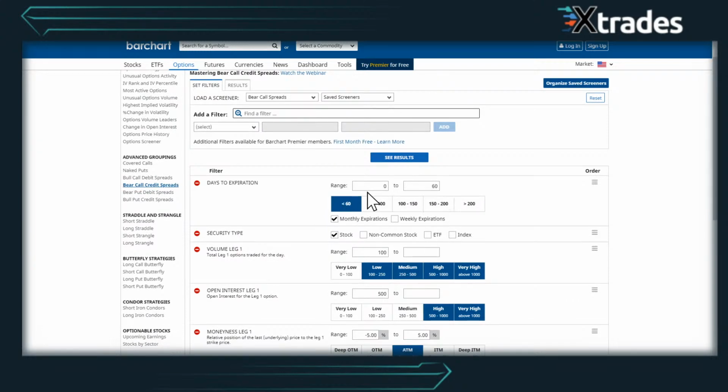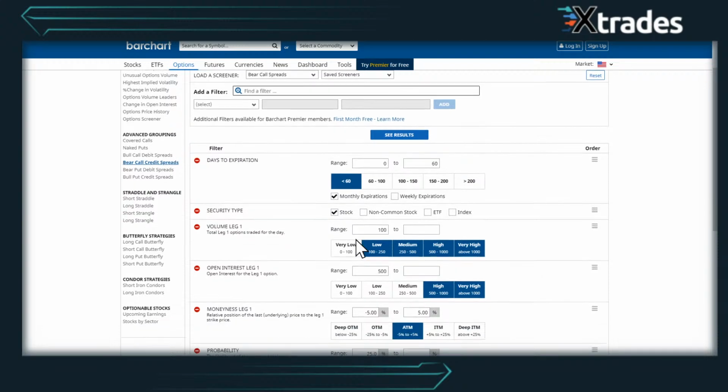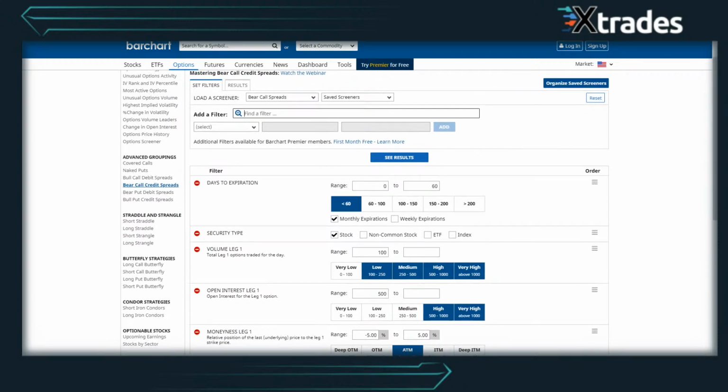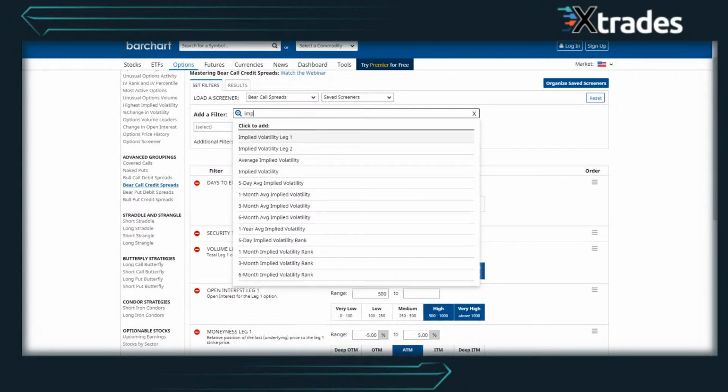So you want to look for maybe less than 30 days, or maybe change this to 45 days or something like that, so we can get closer to expiration. And if you want, you can add things like implied volatility, right? You want to look for something with high implied volatility. So we want our leg 1 to have high implied volatility. That's the leg that we're selling. And then we want leg 2 to have less implied volatility.